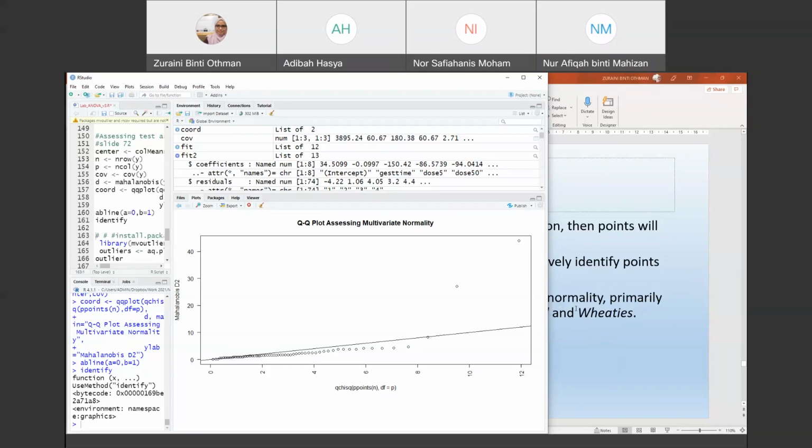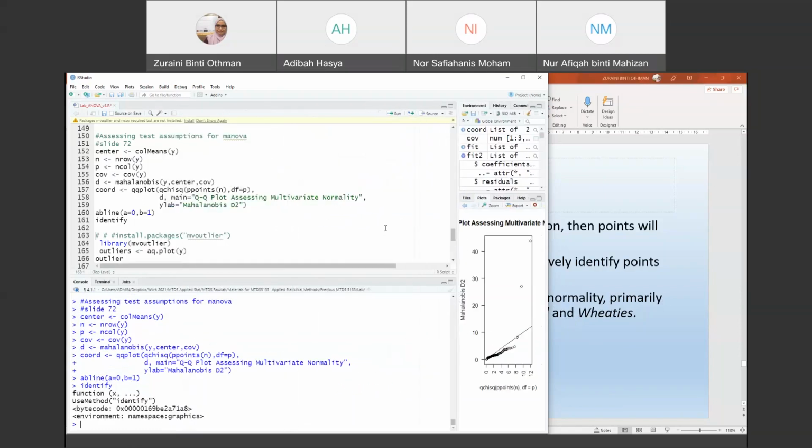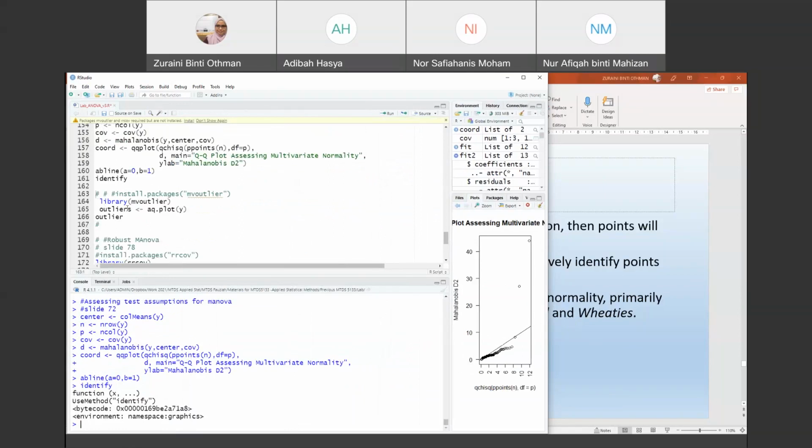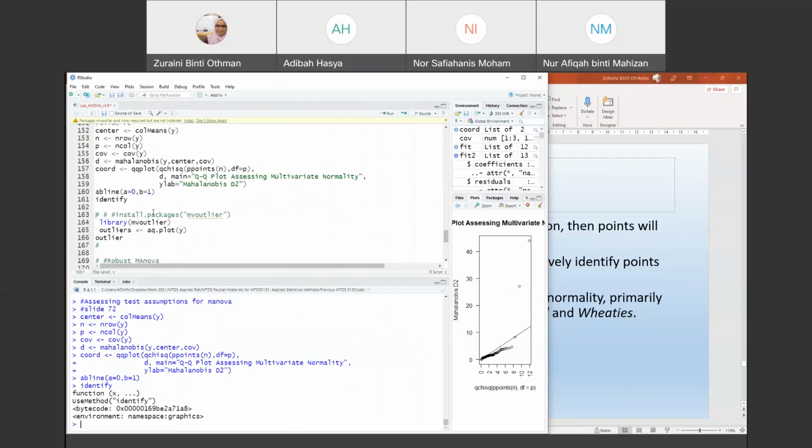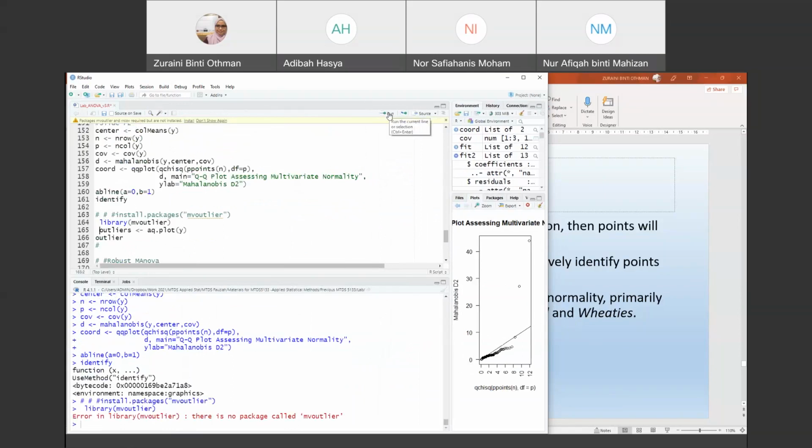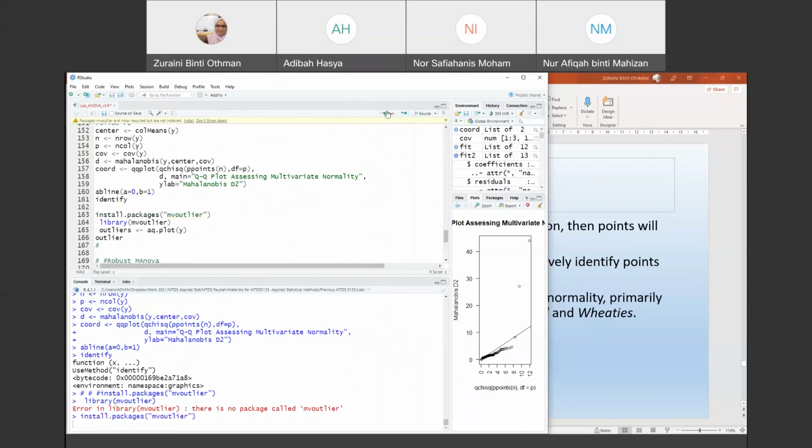assumption. Okay, so finally you can test for multivariate outliers. Kita nak tahu outlier dekat sini, kita nak assess for the outlier. Cuba kita cari outlier dekat plot yang tadi tu kan. Okay. So, kita tengok. Let's see. Okay, just now is AQ plot. Okay, so we run this. No package. Okay, we put this install package. Okay, we run it.